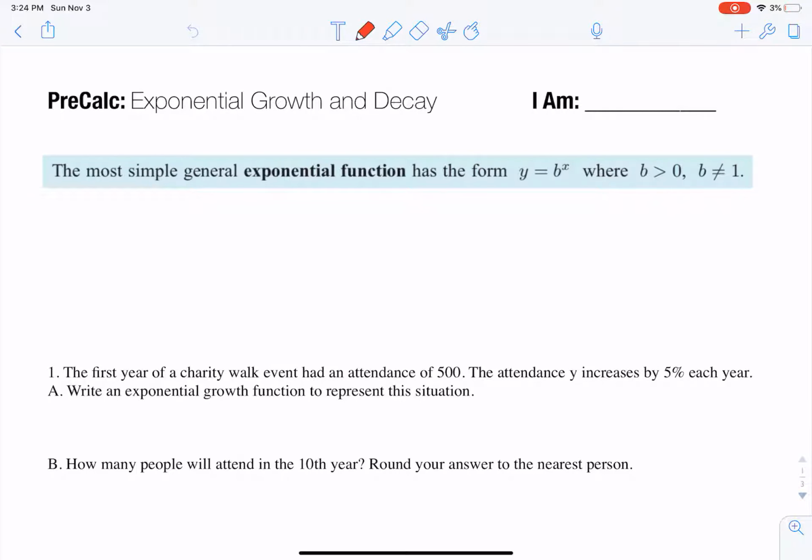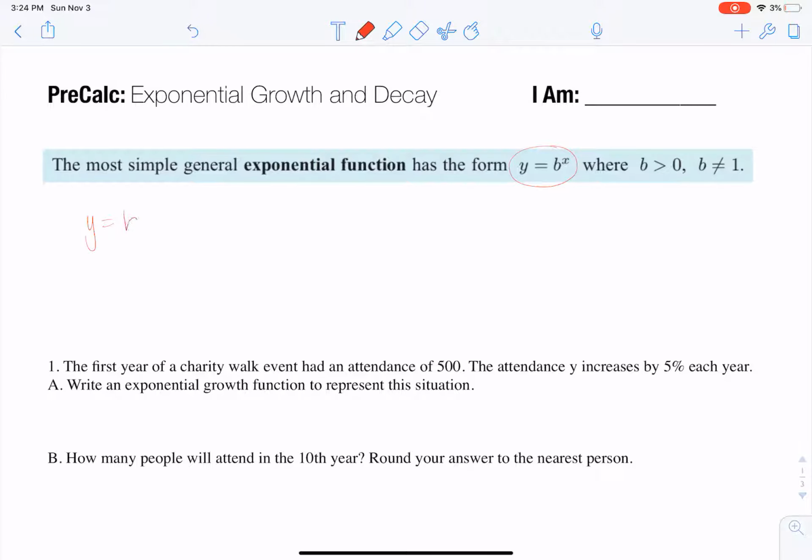So when we talk about this y equals b to the x power, where b is greater than 0 and b is not equal to 1, there are sort of two situations that can happen there. We can have y equals b to the x where this b value is in between 0 and 1. And then we can have y equals b to the x where this b value is larger than 1. It can't be equal to 1 because 1 raised to any power will just give me 1, and that would give me a horizontal line and not an exponential function.